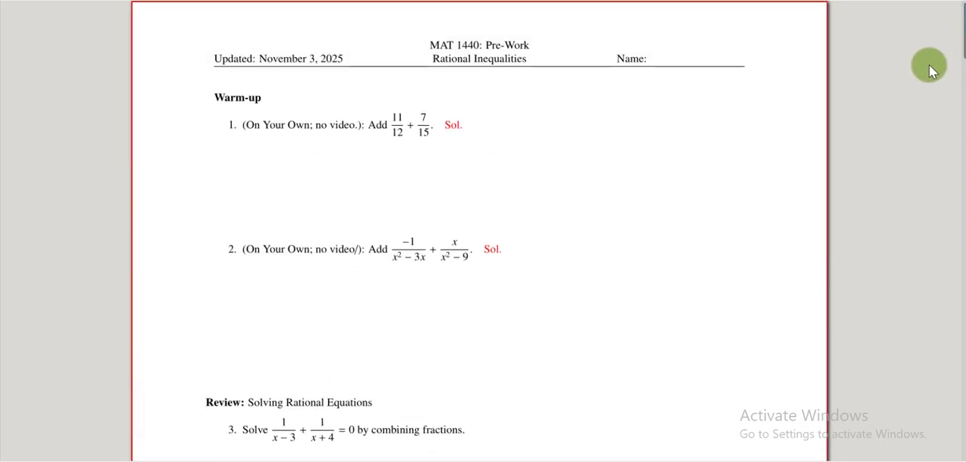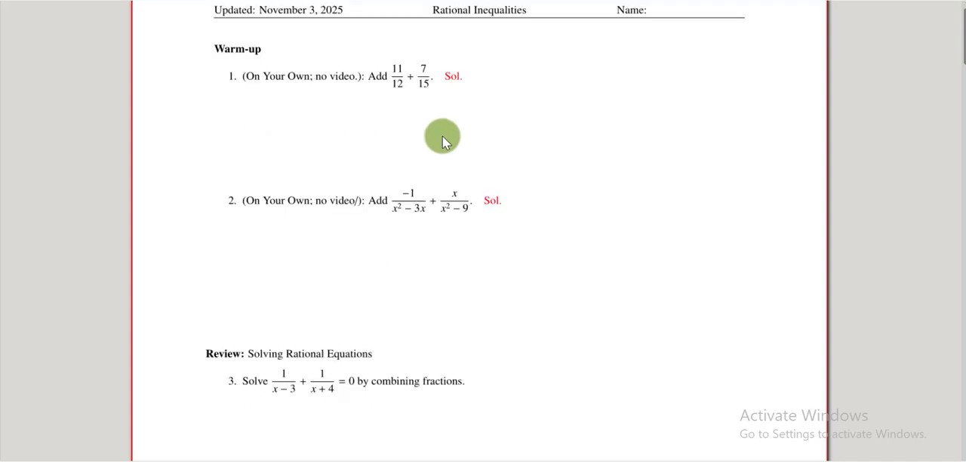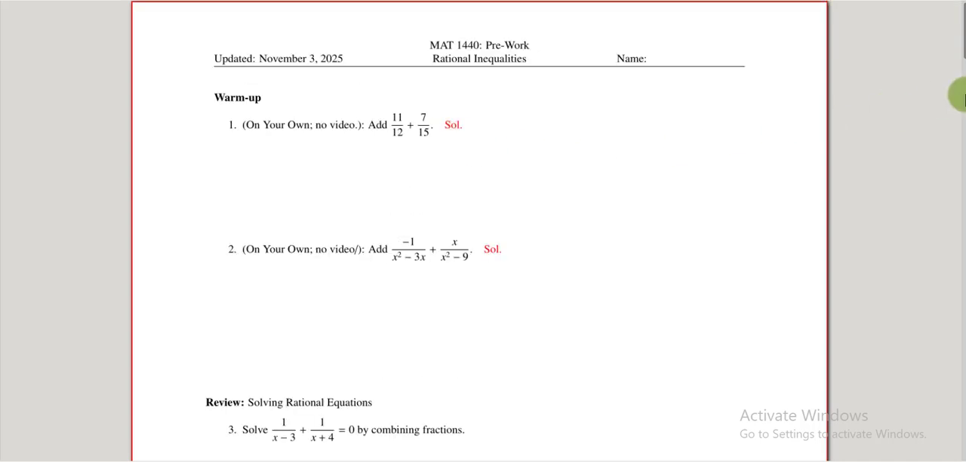But before we do that, I want to make sure that we're okay with a lot of the prerequisite skills. So I'd like you to go ahead and work questions 1 and 2. Those are review questions and they have solutions for them. So pause the video, work questions 1 and 2 on your own.